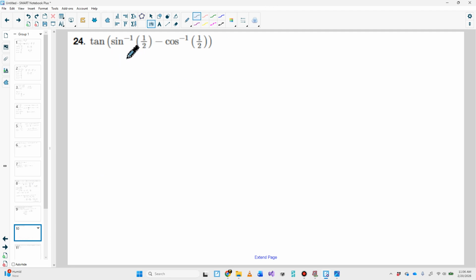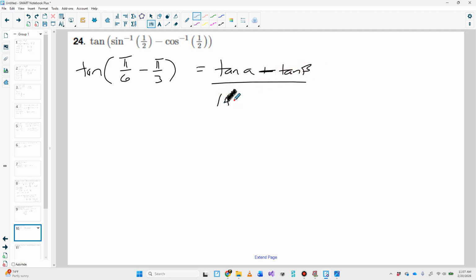What angle of sine is going to give me the answer 1/2? And that's 30 degrees or pi over 6. What angle of cosine is going to give me 1/2 as the answer? And we discovered that's pi over 3. And I'm taking the tan of this difference. So the formula for this one is tan alpha plus tan beta. Sorry, it's a difference, so it's minus tan beta. And that's divided by 1 plus tan alpha tan beta.